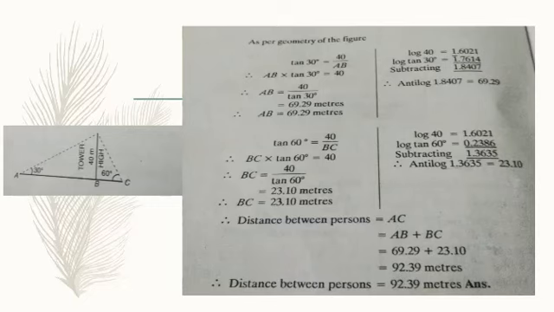That means AC is equal to AB plus BC. So AB is 69.29 plus BC is 23.10. Together 92.39 meters. The distance between person A to person C is 92.39 meters. So I think it is clear. So let us move on to the next.